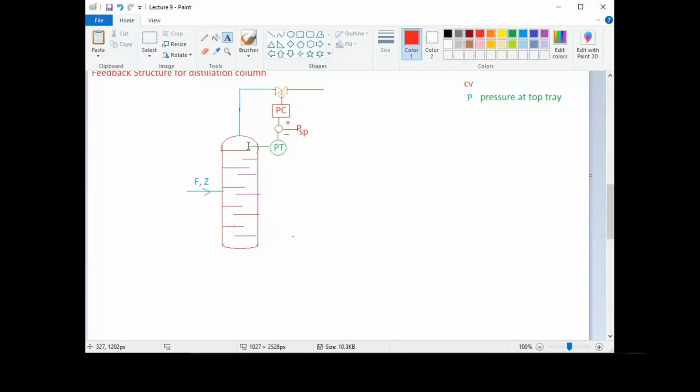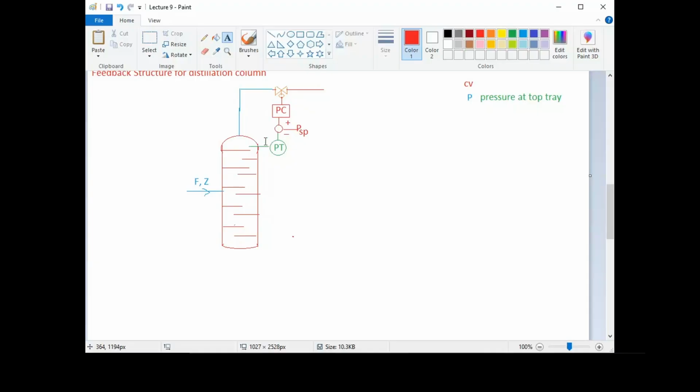Right, so here what we did, because the supply of the vapors which you are giving to the condenser, that could not be random, right? That could not be anything. So that also must be controlled. So that is why we have applied a feedback loop at the top tray of the distillation column.